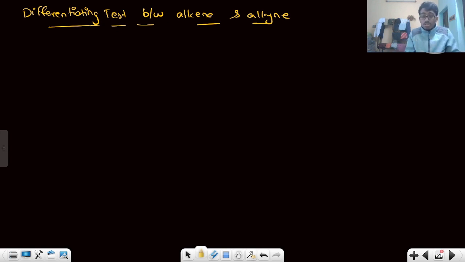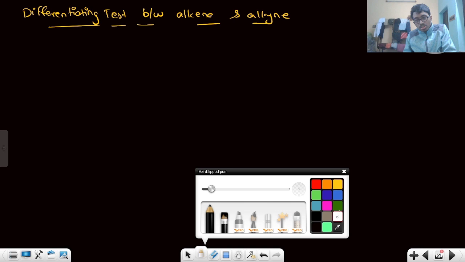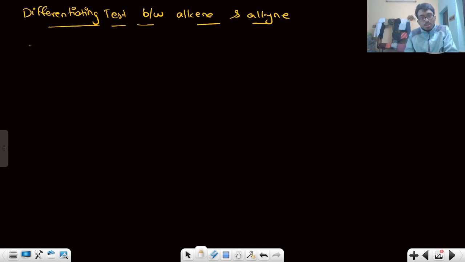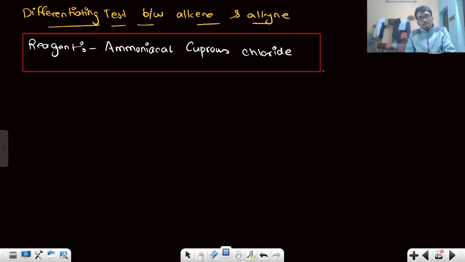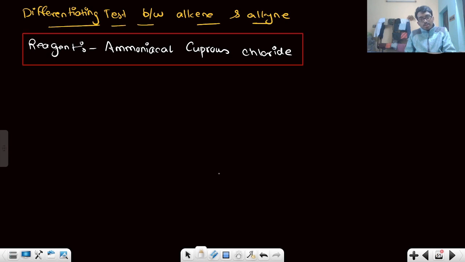Now in unsaturation, whether it is alkene or alkyne, I have to have some test to differentiate between them also. So in that case we use a reagent, ammoniacal cuprous chloride. Okay, remember the reagent because it's a very important reagent. Now how exactly things are happening, let's see.